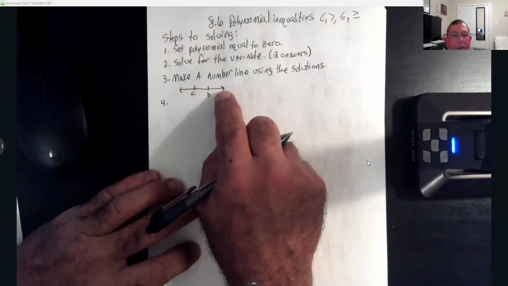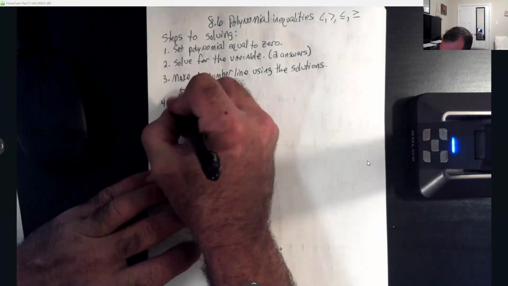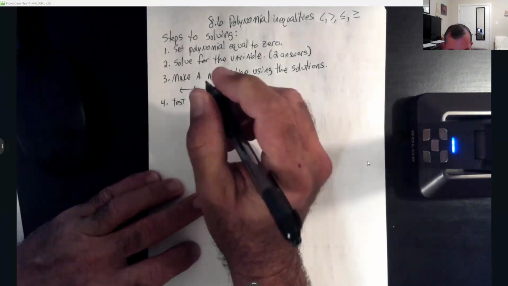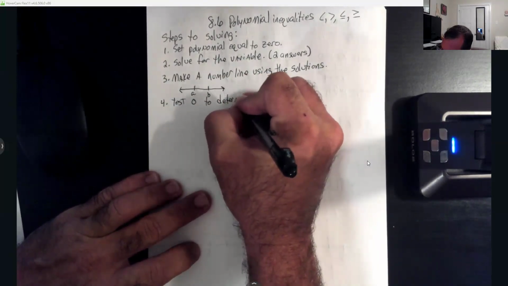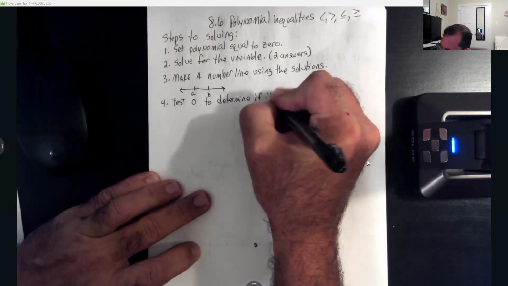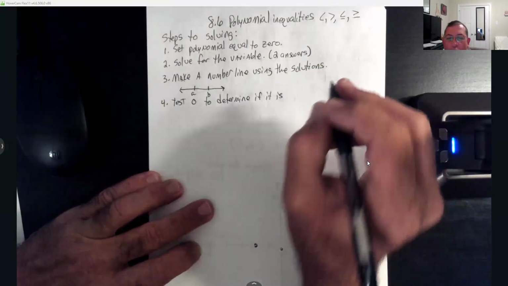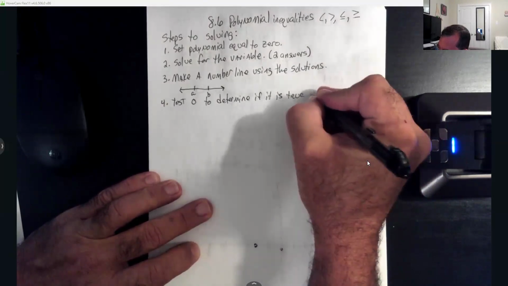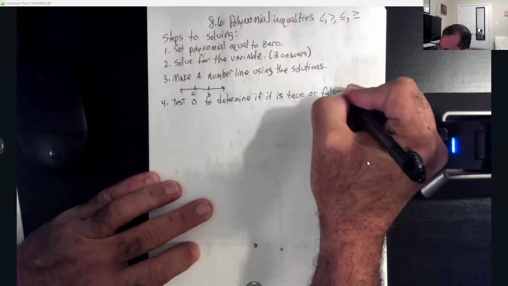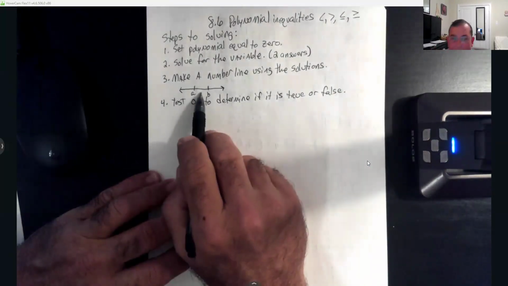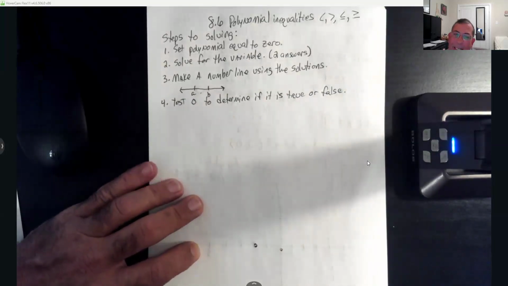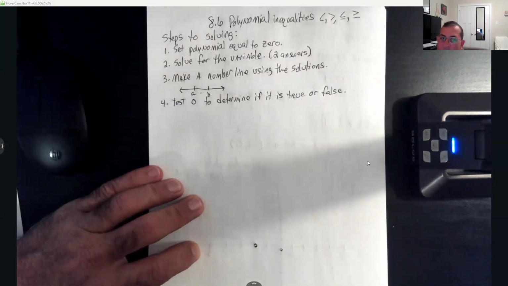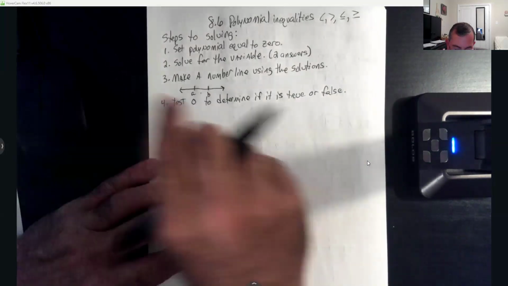So, I usually test 0, to determine if it is true or false. Now, 0 could be in the middle section or it could be on one of the end sections. But I always use 0 because 0 is the easiest number to plug into the polynomial and determine whether it's true or false, okay?